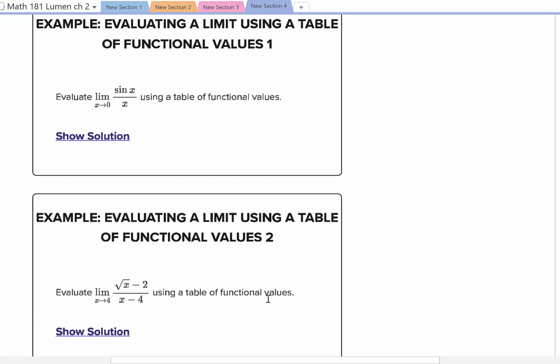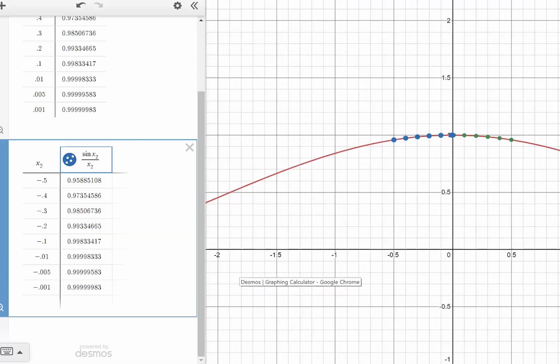So let's look at this first one here. The limit as x approaches 0 of sine of x over x. Now if I put 0 in there, sine of 0 is 0, and putting 0 in below, it's 0. So I'd have 0 over 0, which isn't defined. But I can go ahead and look at Desmos, and here I've already put it in.